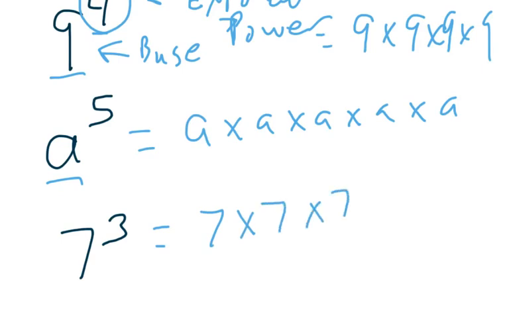So that's the basics of the exponent. This tells you what number you have to write over and over. This number tells you how many times you have to write it. So we're going to write 7 over and over and over again, and then we're going to write it 3 times.